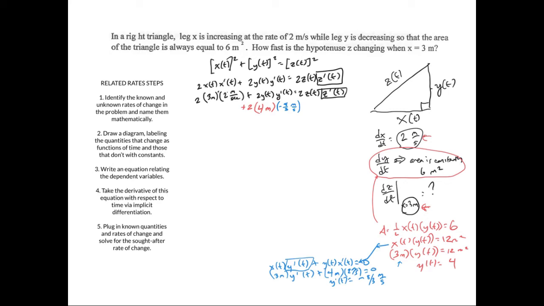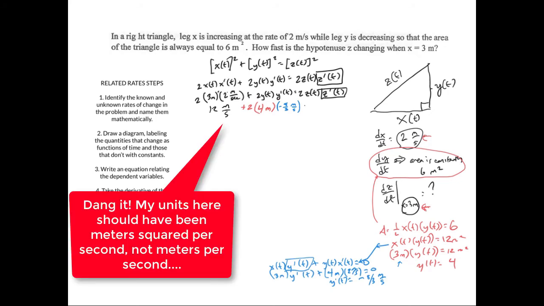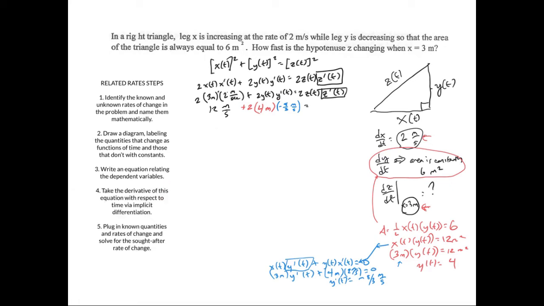I can fill in the rest of this. So 2 times 3 times 2 is 12. And then I need z. Well, if you look at my instantaneous measurements that I have, y was 4, x was 3. I could use Pythagorean theorem. It's a Pythagorean triple, so no big deal. It ends up being 5 at this instant that we're talking about.